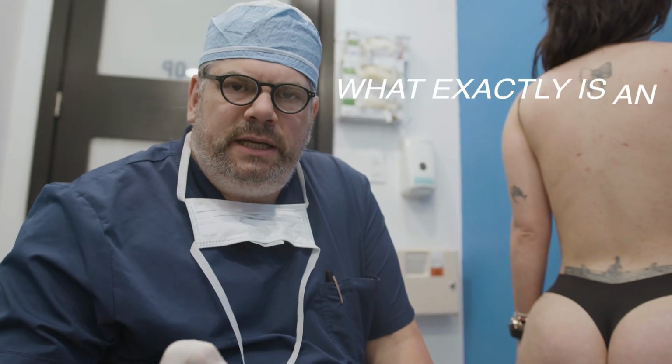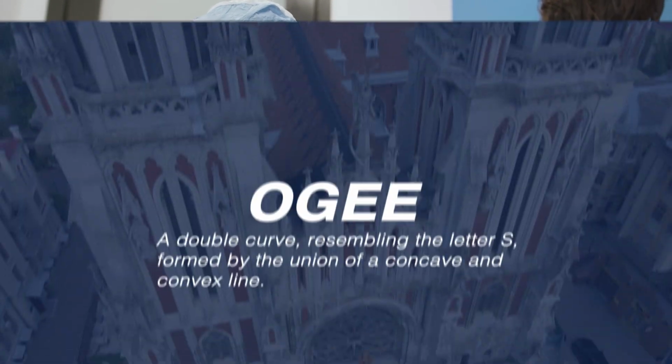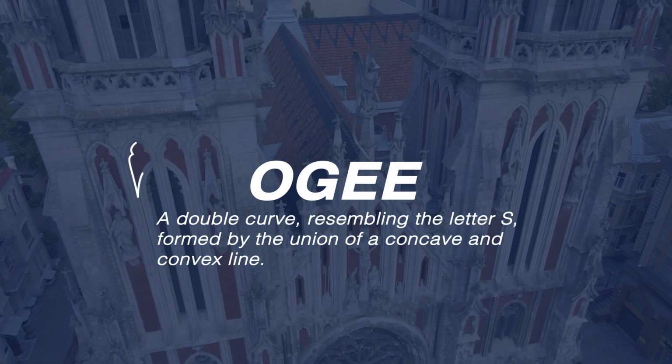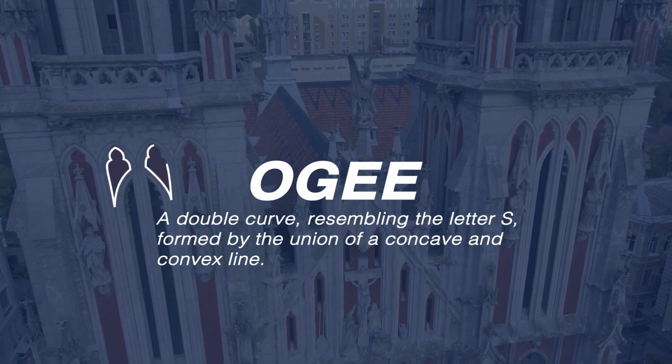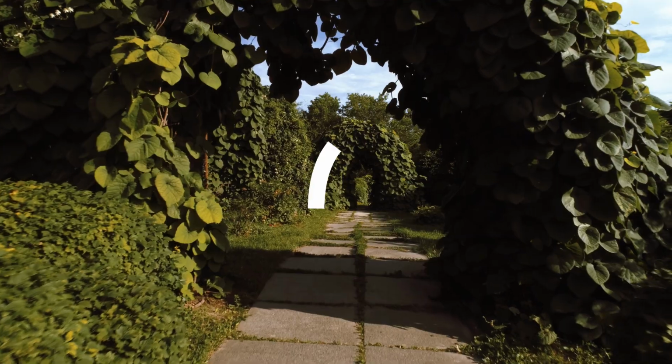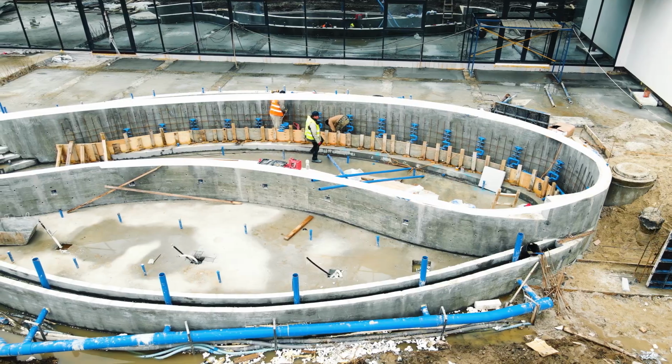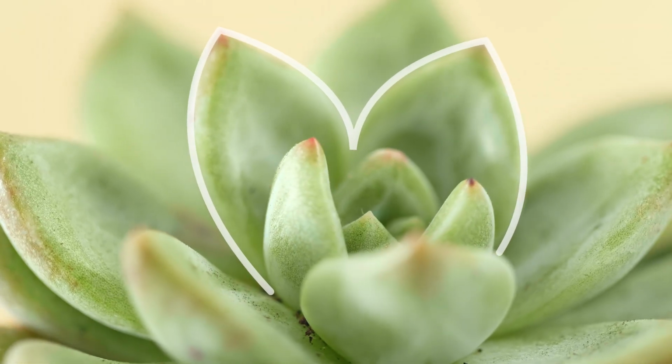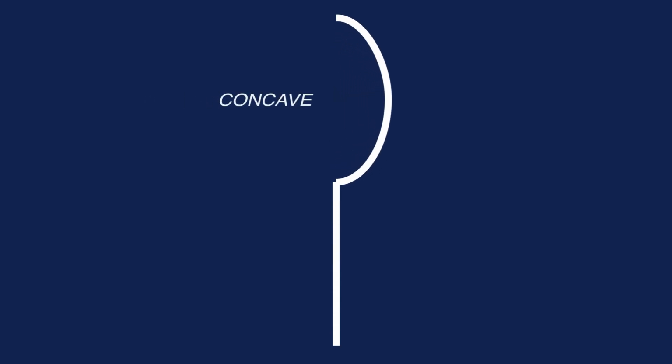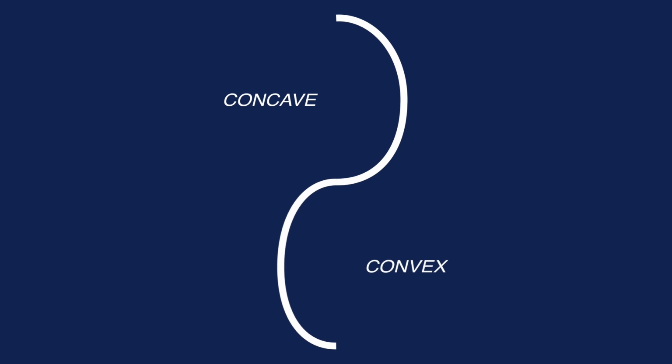What exactly is an Ogee BBL? Well, Ogee is just an architectural term. It's used in gardening, it's used in construction, it occurs in nature. It's really pretty simple. It's two lines. One is concave and one is convex.